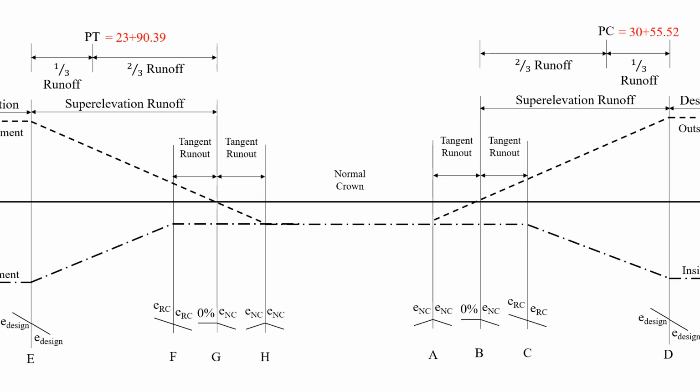And this is what the current scenario basically looks like. So here's our first curve with the PT at station 23 plus 90.39. Here's our second curve with a PC of 30 plus 55.52. And we see that we've got some cross slope changes that happen past that PT and cross slope changes that happen before the PC. But we've got this extra section of normal crown in here. So essentially what we want to do is just remove this section of normal crown.